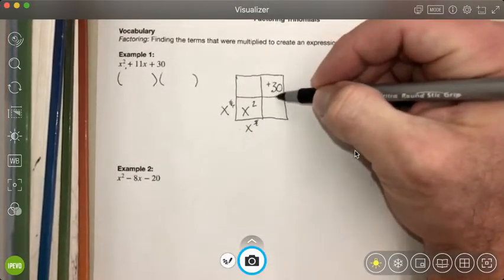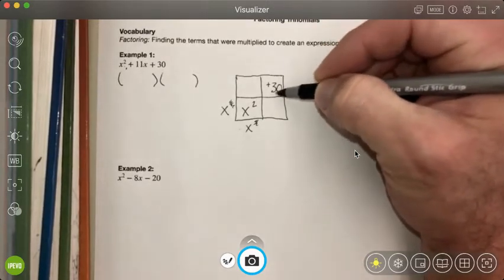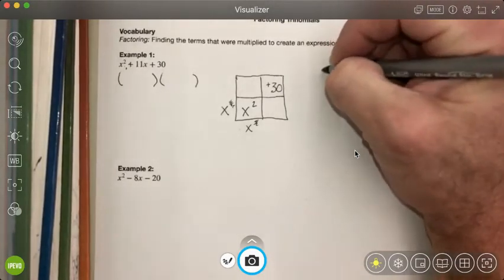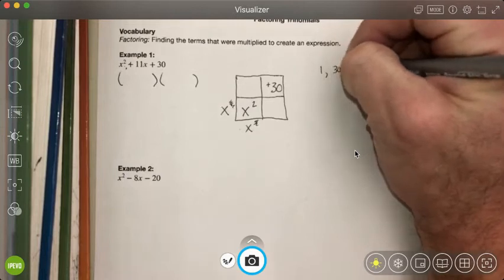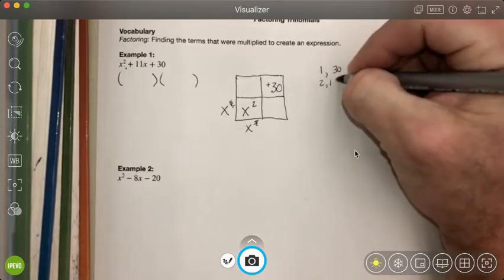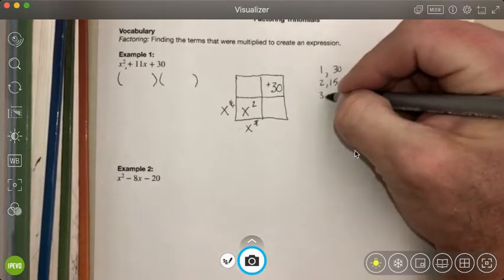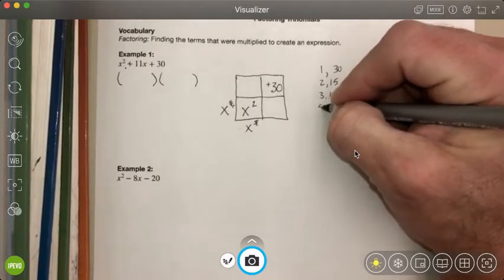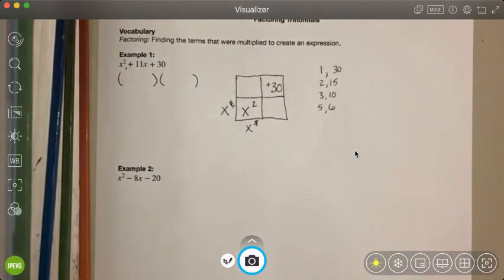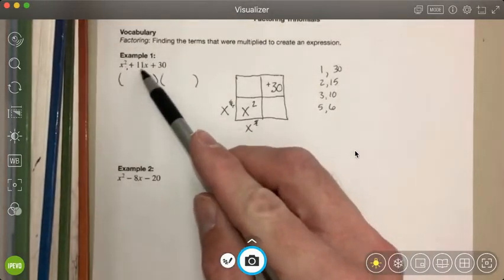With that said, I want to know what two things multiply to get me 30. Well, there's a few things. It could be 1 and 30, 2 and 15, 3 and 10, or 5 and 6. Really, I'm trying to look for some things that are going to get me this 11x.